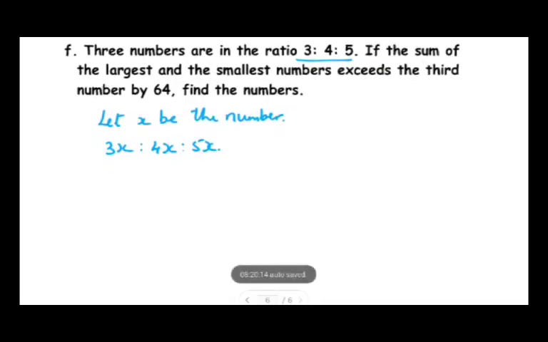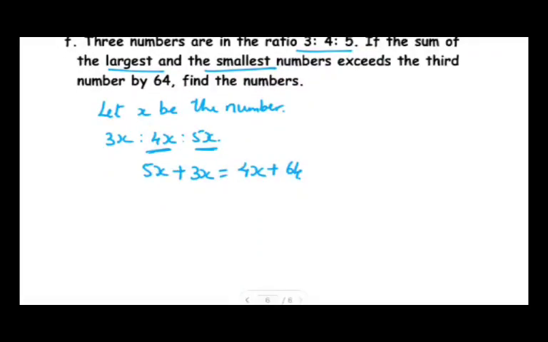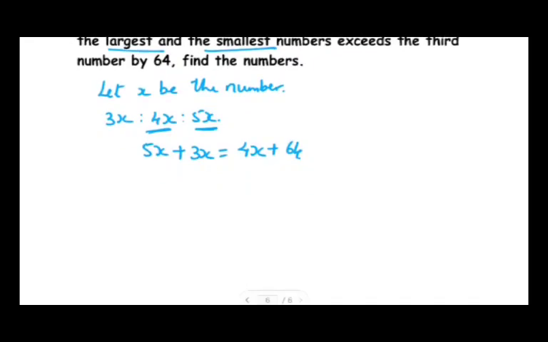Okay, now if the sum of the largest, obviously this is the largest, so if the sum means addition, sum of largest and the smallest, which is 3x, exceeds the third number. What's my third number? Now left with this one, so this becomes my third number, by 64. Okay, children? Find the numbers. Our equation is right here. 5x plus 3x is 8x is equal to 4x plus 64.